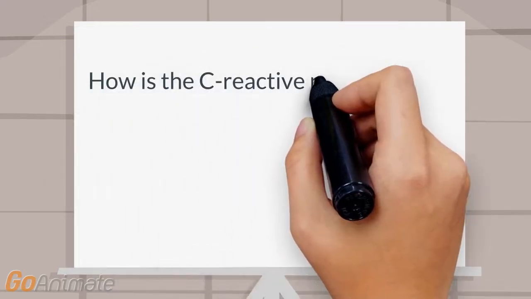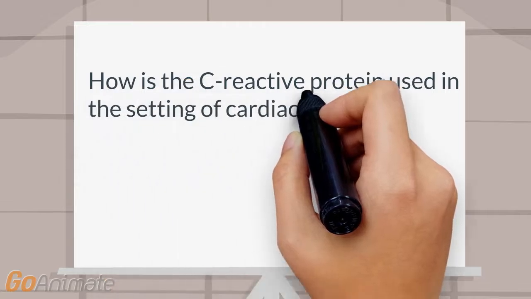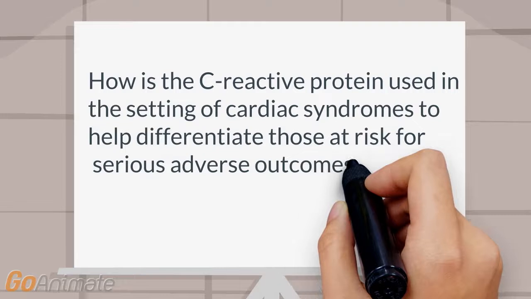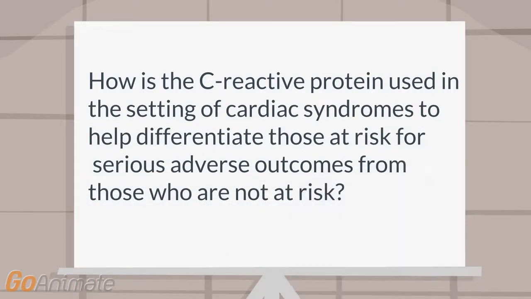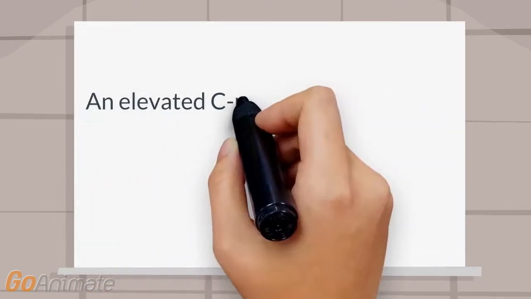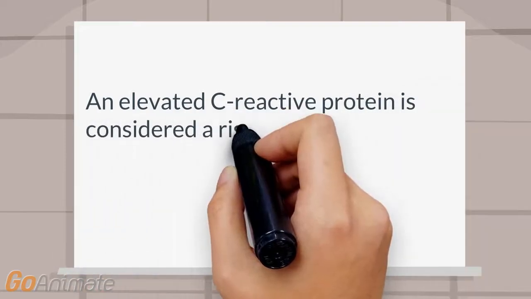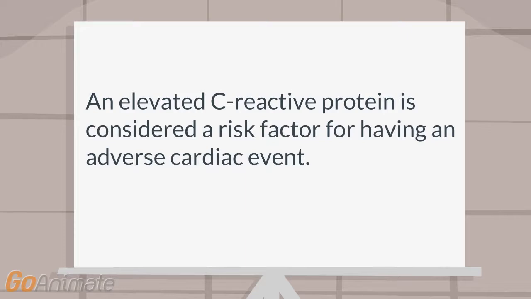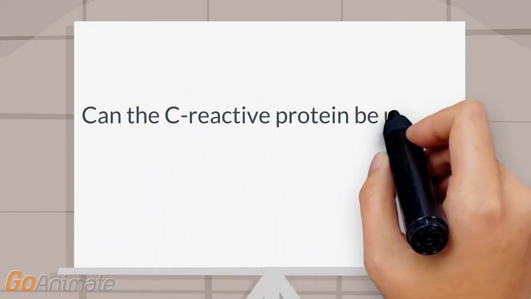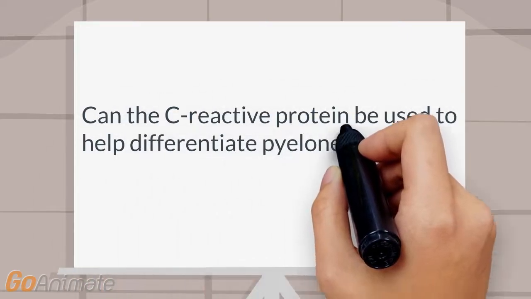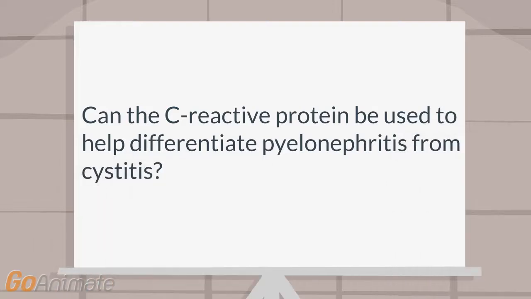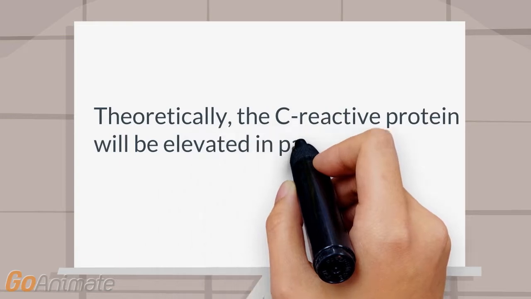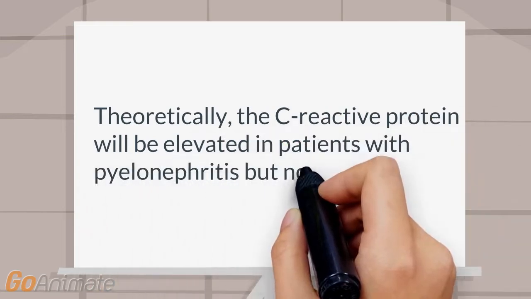How is the C-reactive protein used in the setting of cardiac syndromes to help differentiate those at risk for serious adverse outcomes from those who are not at risk? An elevated C-reactive protein is considered a risk factor for having an adverse cardiac event. Can the C-reactive protein be used to help differentiate pyelonephritis from cystitis? Theoretically, the C-reactive protein will be elevated in patients with pyelonephritis but not cystitis.